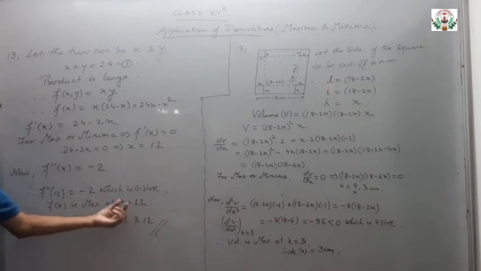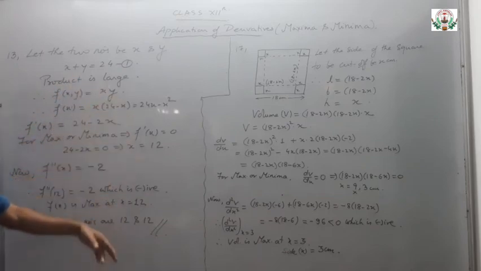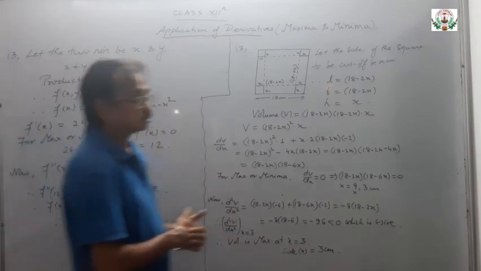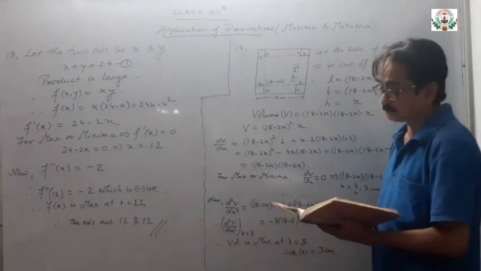As the first number is 12, the second number y equals 24 minus x, this is 24 minus 12, which will be 12. So both the numbers are 12 and 12. Next, question number 17. It is an important question.